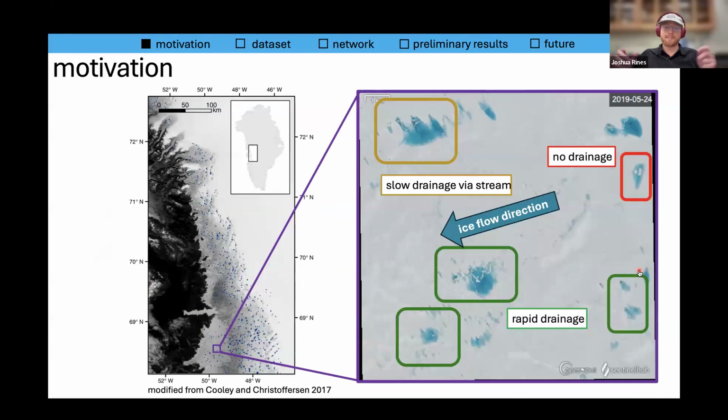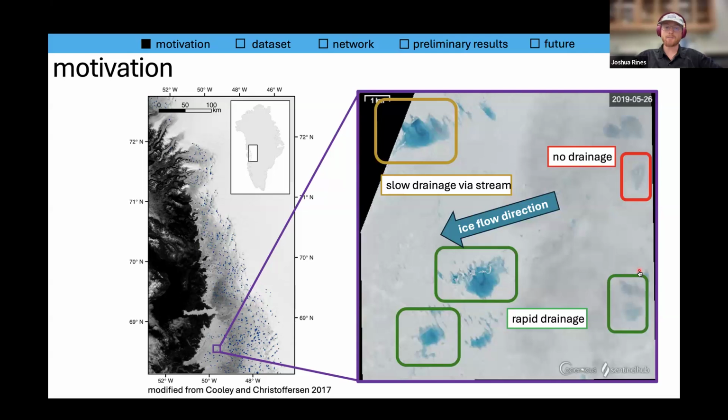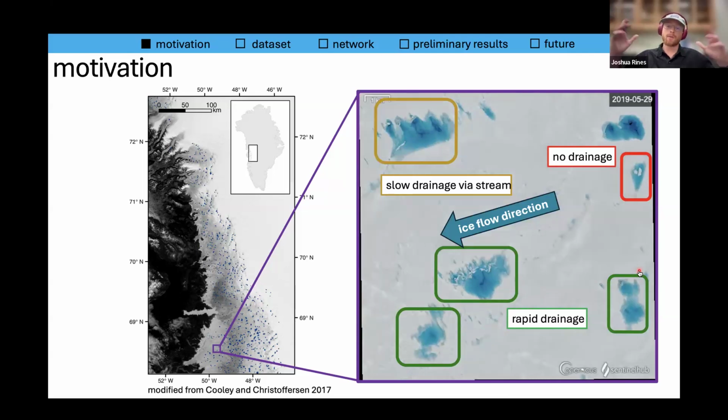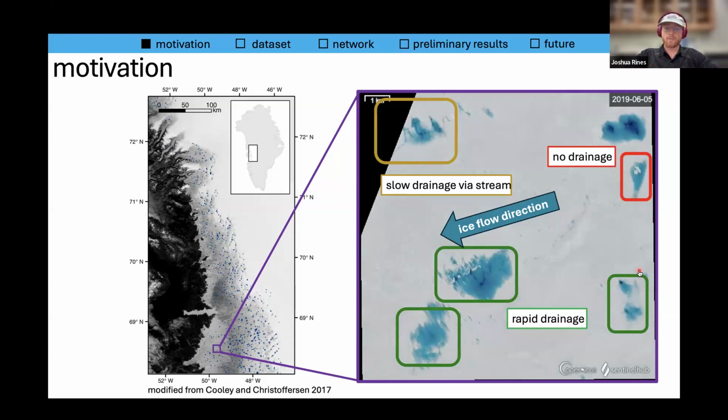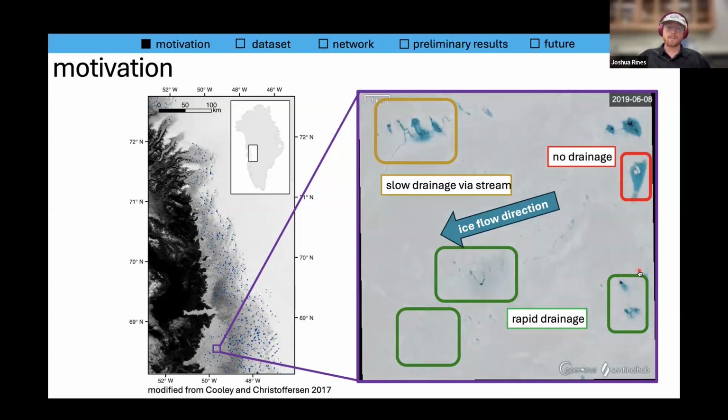And so the first thing that I'm doing here is trying to say, well, where are these hydrofracture events actually happening? But more broadly, there are all of these lakes. Every season, there's on the order of a couple thousand, maybe 5,000 to 6,000, depending on how warm a year it is, lakes across the entire surface of Greenland, and their drainage behavior is very different. Some of them drain slowly via an outlet stream. Some of them don't drain at all. You can see here in red, and some of them disappear quickly. So if you keep your eye on the ones in the green boxes here, all of a sudden, between one time step and another, they disappear.